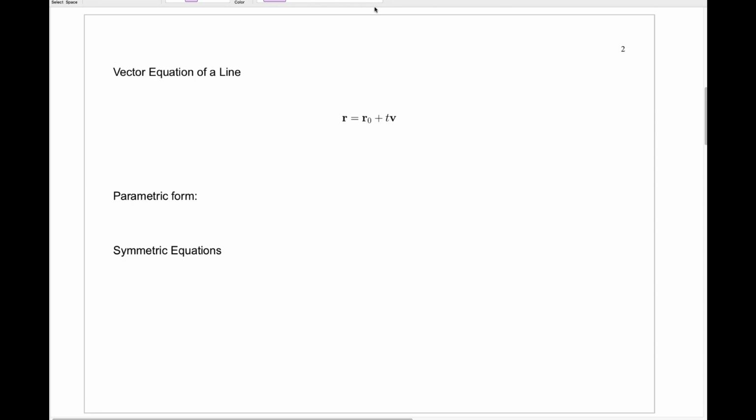This gives us the idea of writing the vector equation for a line. Here r naught, and notice these are boldface, r, r naught, and v, these are vectors. r naught will be the vector x naught, y naught, z naught. We're going to use a vector to denote our initial point on the line. Let me redraw our coordinate axes here.